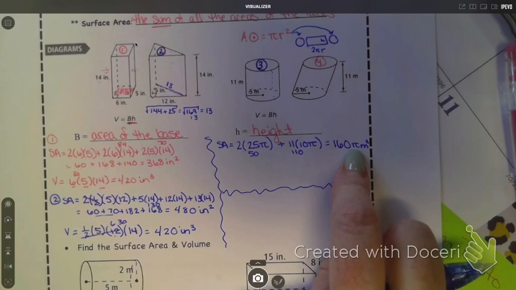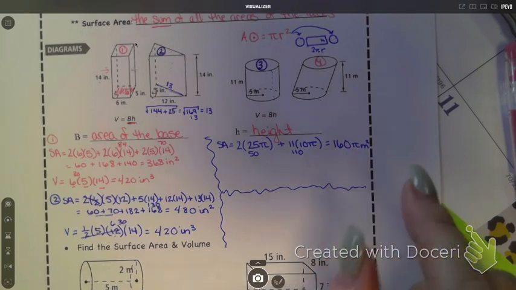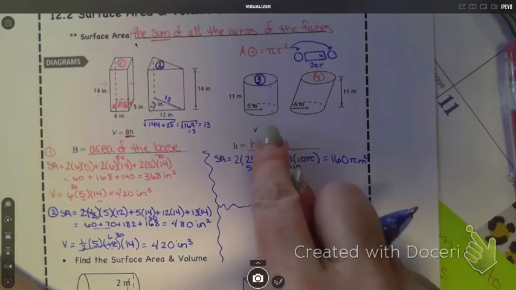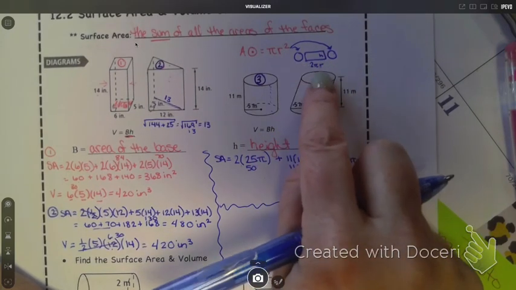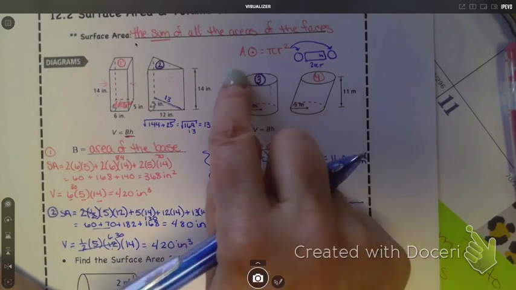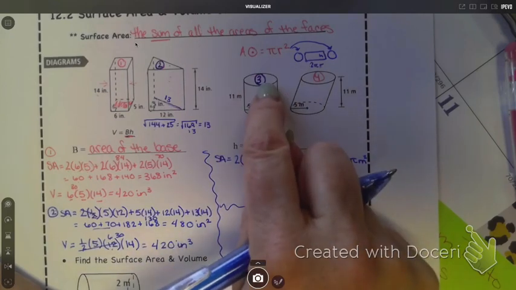Was that it? Yep. So the biggest thing you need to remember, the biggest mistake I get is forgetting that the rectangle's length is the circumference of the circle. Okay, so we want to make sure we're doing that.